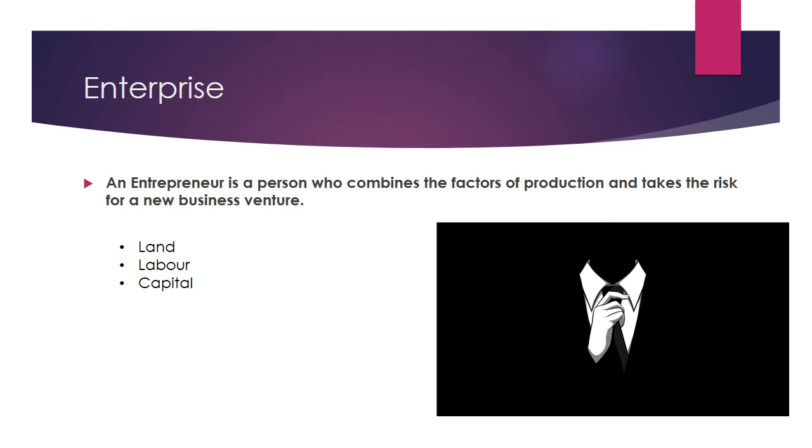So we talked about the factors of production previously in chapter number 1, where we talked about the 4 factors of production being land, labor, capital, and enterprise. So enterprise is the 4th factor of production, which is a quality of combining the factors of production and taking on the risks of combining them.